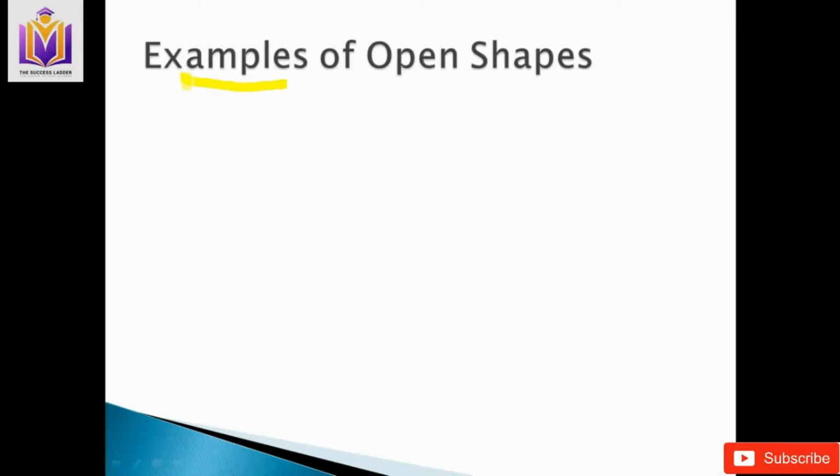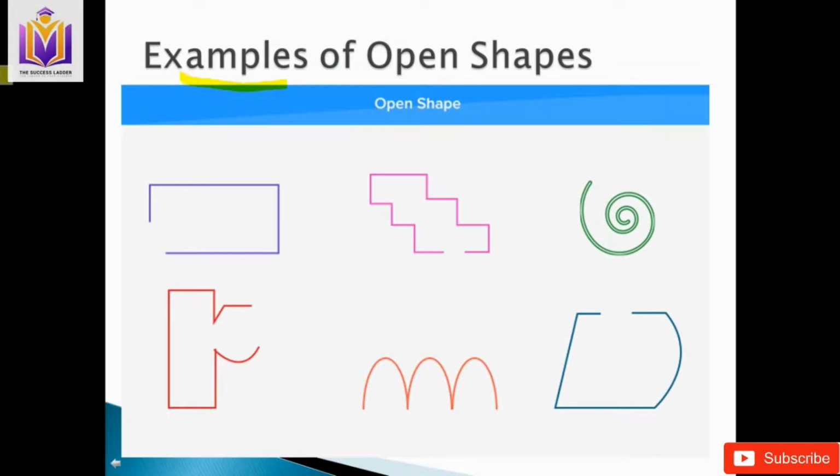Now let us see the other one. So let us see what the examples of open shapes are. The previous ones were of closed shapes. Now this is for the open shape. So here these are a few examples of open shapes. See here, the start point and end point both are different. So there is a certain gap in between. That's why we call it an open shape.